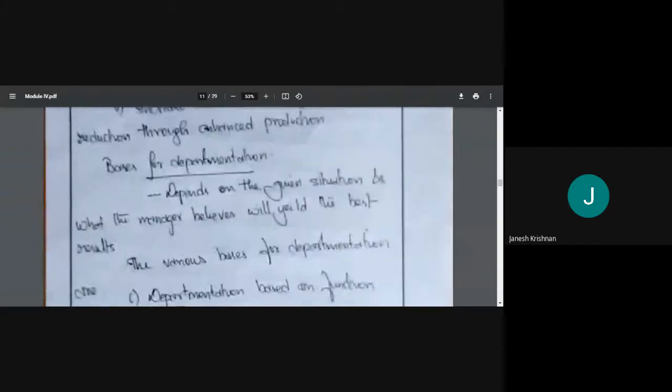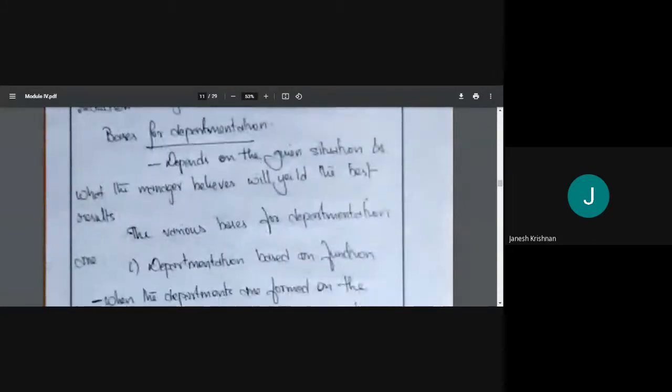Now, what is the basis of departmentation? How do we divide them? See, we said we need to group the activities. Now, how are we going to do this? It will depend on the given situation. Okay, it's not that everywhere everything will be similar. No, it will depend on the given situation and what the manager believes will yield the best result. So it will depend on the situation and on what the manager thinks.